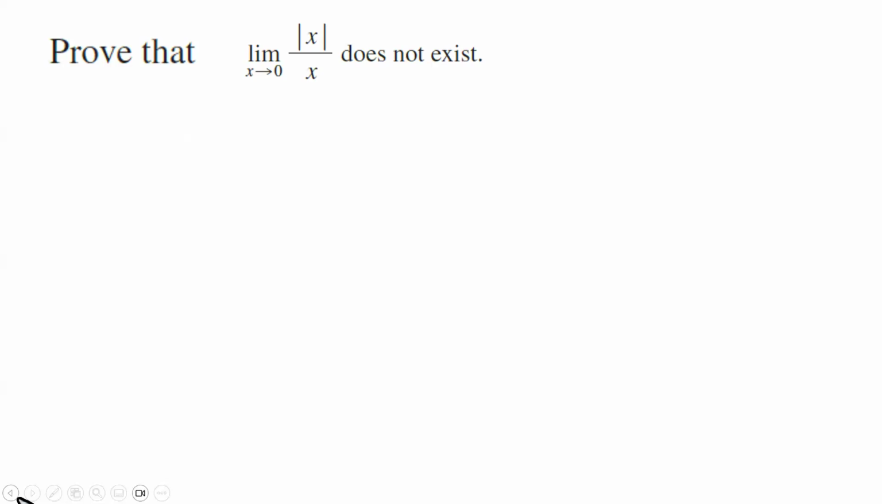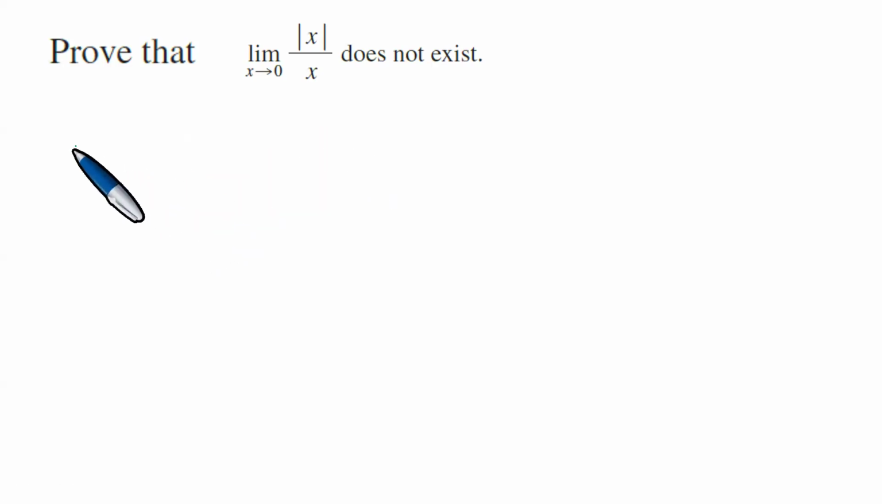Okay, I'm done. What answer did you get? I got -1 and 1. You got -1 and 1. Having got -1 and 1, what is your conclusion? Since the limit from the left and the limit from the right are not the same, the limit does not exist. Excellent stuff. Well done. Thank you so much.